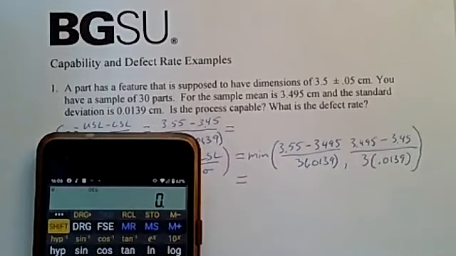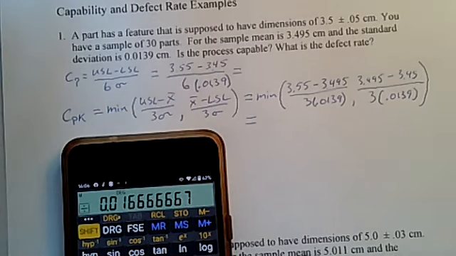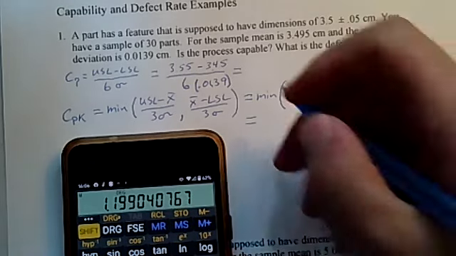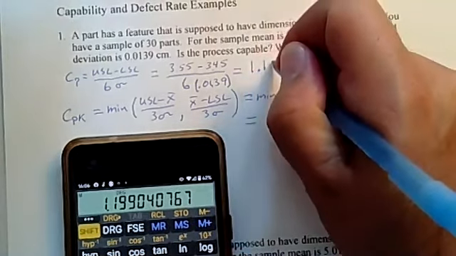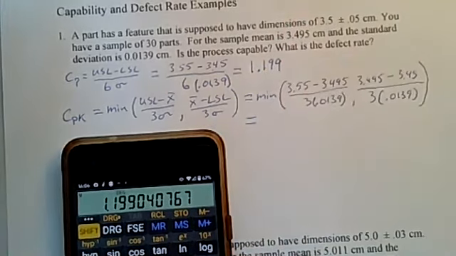So I'll put my calculator in here to solve them. I have 3.55 minus 3.45. That gives me 0.1. I'm going to divide that by 6, and then I'm going to divide it again by 0.0139. And that gives me a Cp of 1.199. I could probably have rounded that to 1.2.